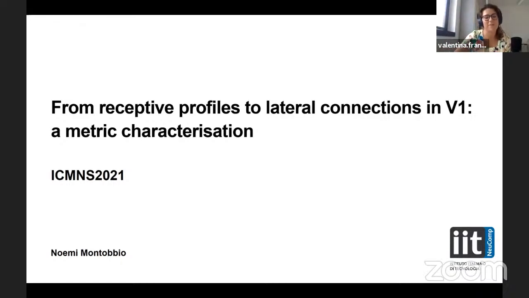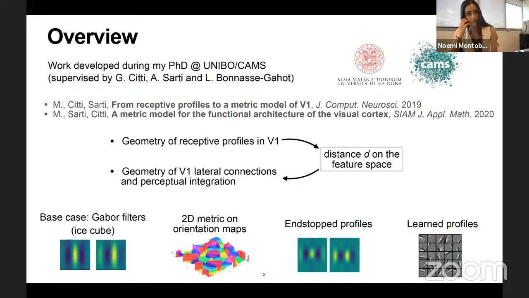Thank you. So hi, everyone. I'm currently working as a postdoc at the Neural Computation Lab at the Italian Institute of Technology in Genoa, but the work that I'm going to talk about was developed previously as part of my PhD thesis, prepared between the math department in Bologna and the CAMS lab in Paris. It's roughly contained in these two works published in 2019 and 2020.